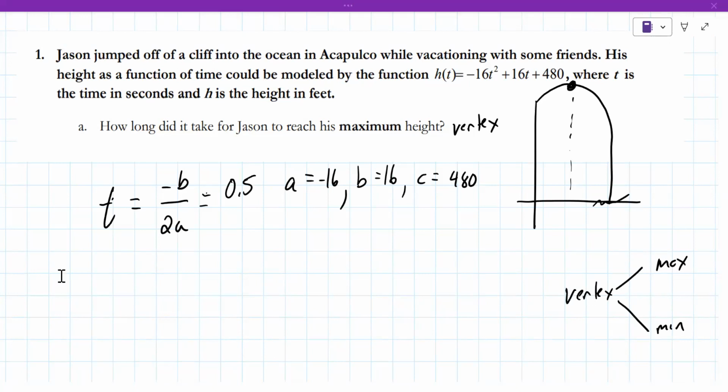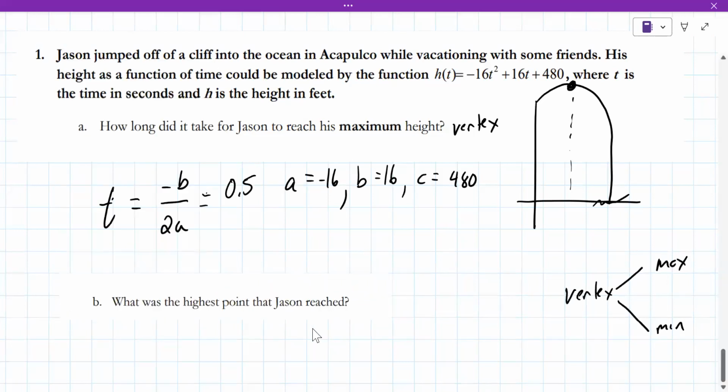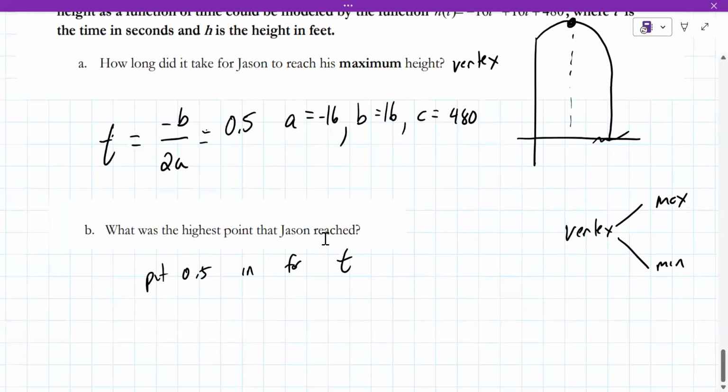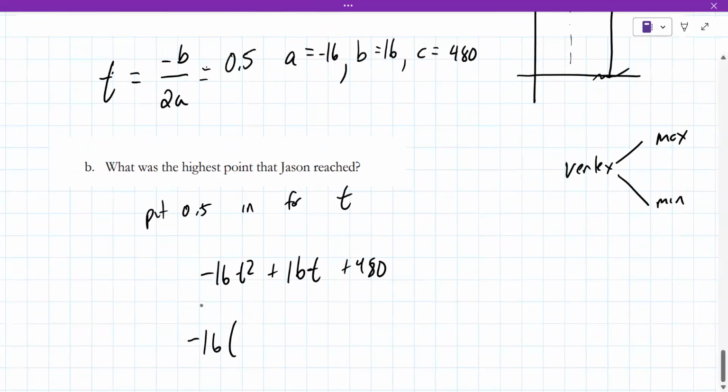Now that you have, well, 0.5 seconds later, he reaches his maximum. Now we actually want the maximum. To get that maximum, you have to put that 0.5 in for t in the original formula. It will look something like minus 16 times 0.5 squared plus 16 times 0.5 plus 480.